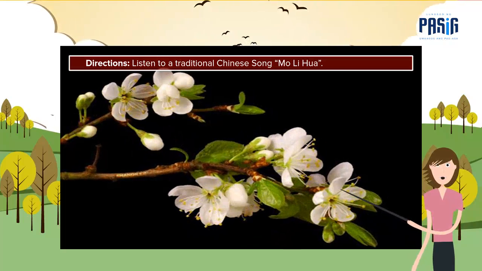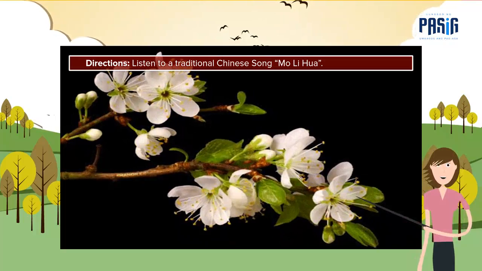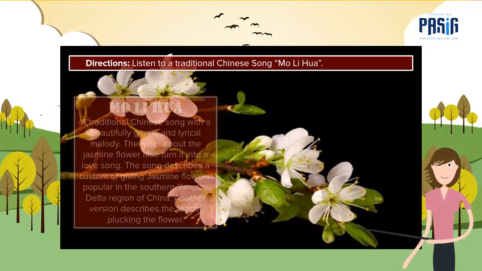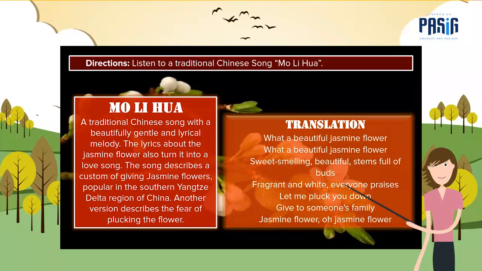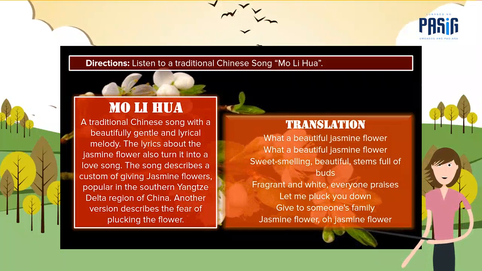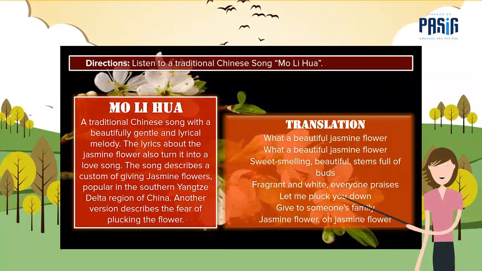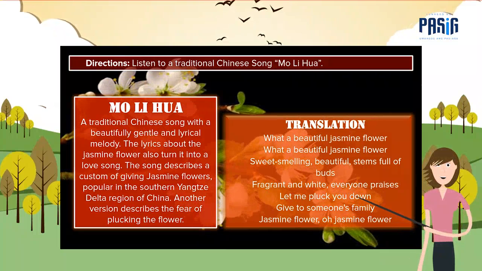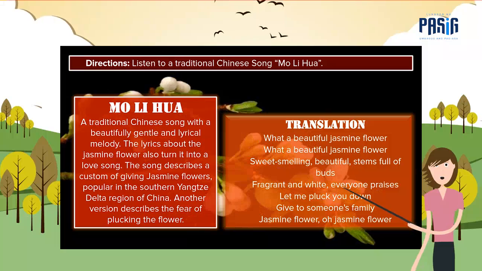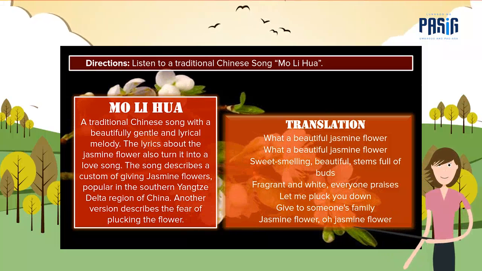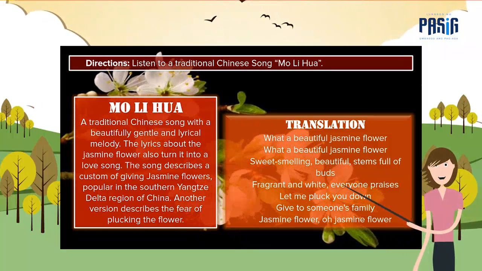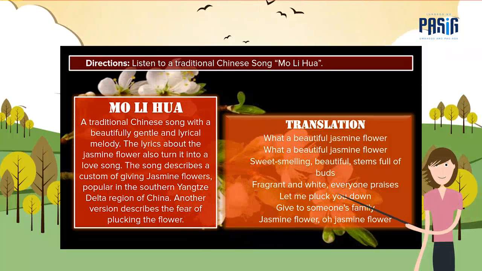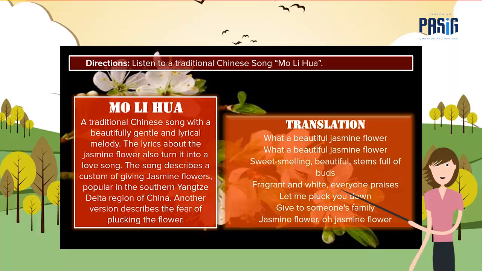Now let's move on to our first activity. Directions: Listen to a traditional Chinese song, Mo Li Hua. Mo Li Hua is a traditional Chinese song with a beautifully gentle and lyrical melody. The lyrics about the jasmine flower also turn it into a love song. The song describes a custom of giving jasmine flowers popular in the southern Yangtze Delta region of China. Another version describes the fear of plucking the flower.